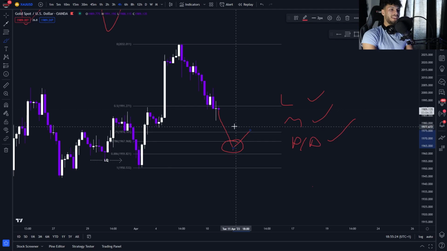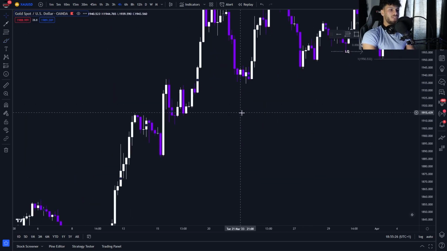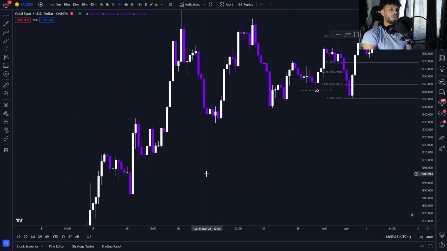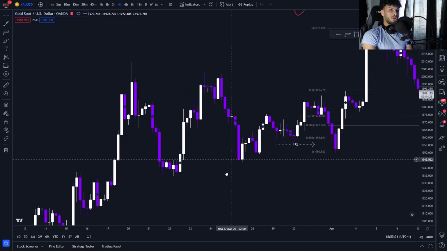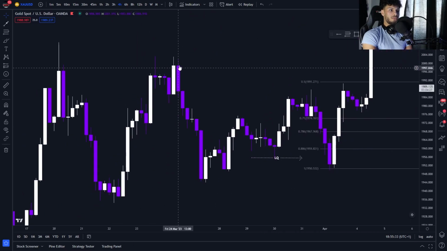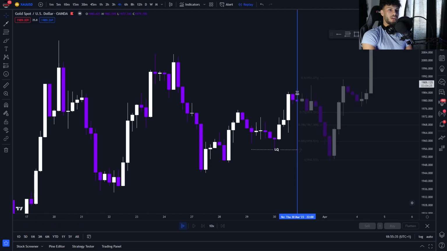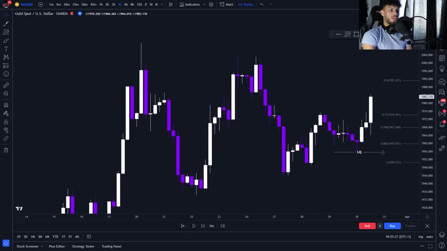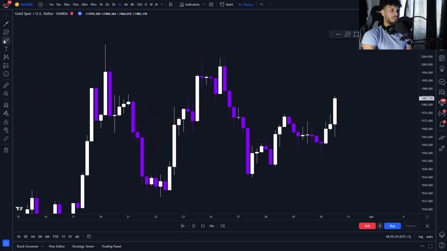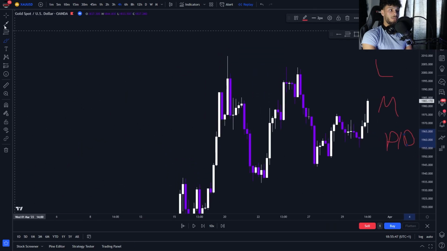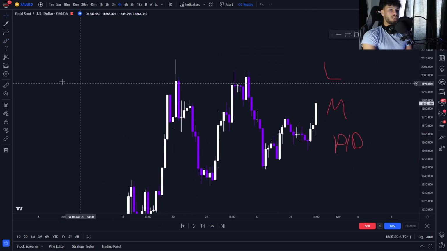So LMPD, I would go to a different setup. Let's say for example, I'm just going to pick this order block here. Let's say we were here. I go LMPD. Very simple. This is literally in my head all of the time when I'm looking at the market. LMPD. I look at this institutional candle right here.